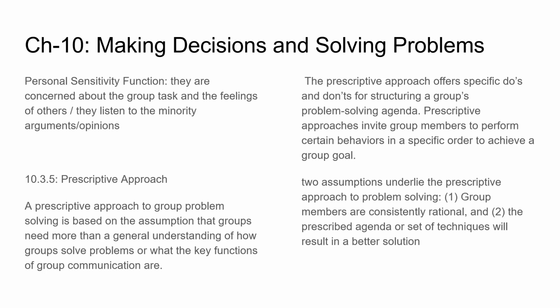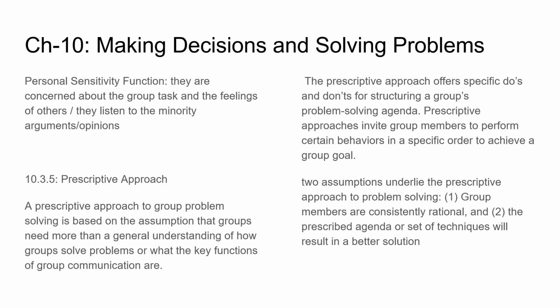So this is a way to do group problem solving. It's based on the assumptions that group members need more than the general understanding of how groups solve problems or what the key functions of group communication are. We talk about specific do's and specific don'ts when we come up with an agenda for problem solving in a group, and prescriptive approaches invite group members to perform certain behaviors in a specific order to achieve a group goal, right? So it's just steps. And again, an agenda is like a list of things to do, right? Just to give some basic structure to any kind of meeting. So you always want to have one, because otherwise the meeting could just take forever, and you don't want that.